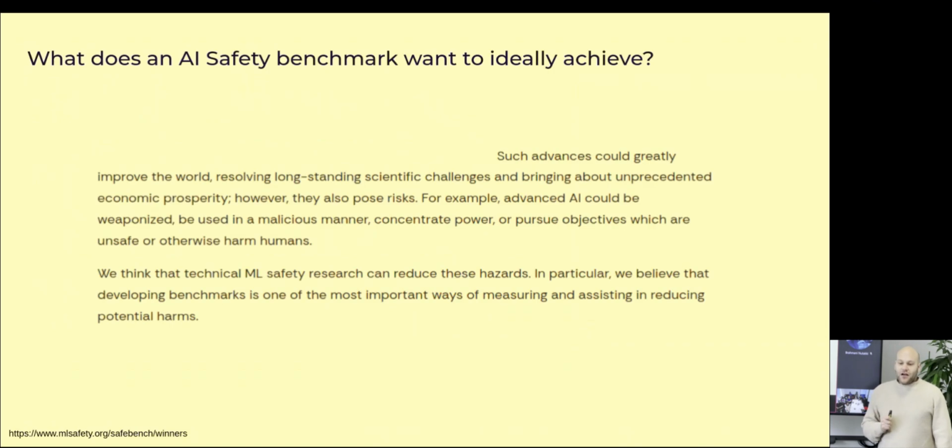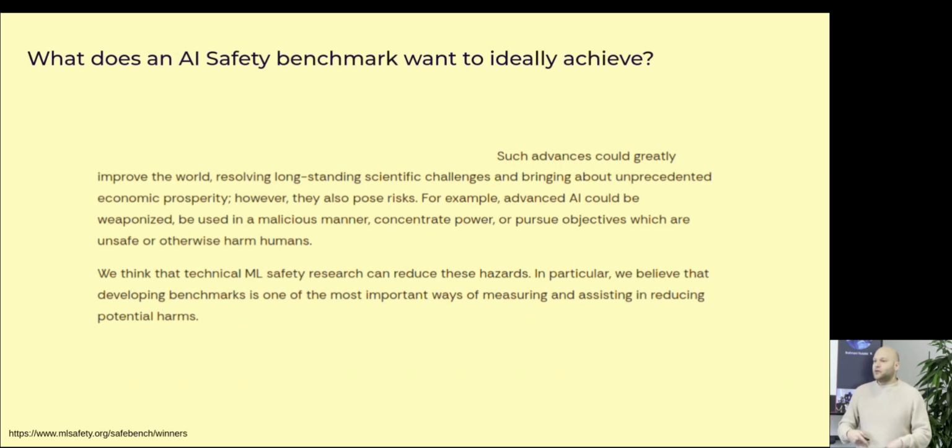Now, let's focus on AI safety benchmarks. We heard what benchmarks in general are, and this is a definition I took from mlsafety.org. They had a competition to give prizes to people who develop efficient AI safety benchmarks. Part of this description says that there are advancements in AI, and there are opportunities, but also risks.